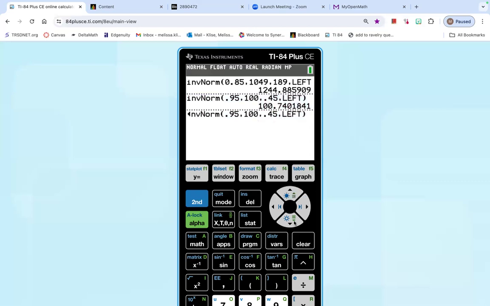Then I'm going to go up, because I'm lazy like that, and paste it. I think I showed you guys before that you can just paste. I'm going to change that to 0.05. You can just go up and highlight it and paste it, and then hit enter. And I get 99.26.